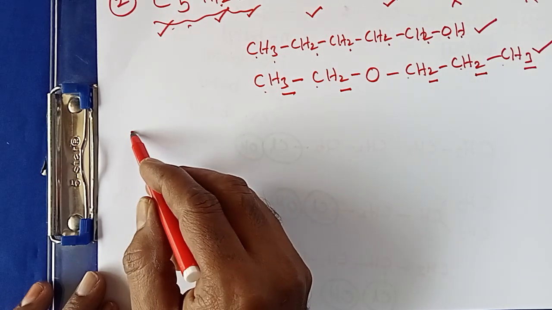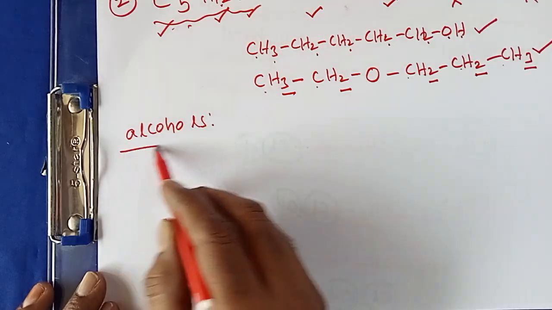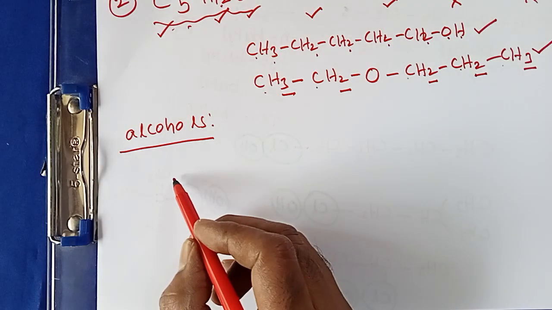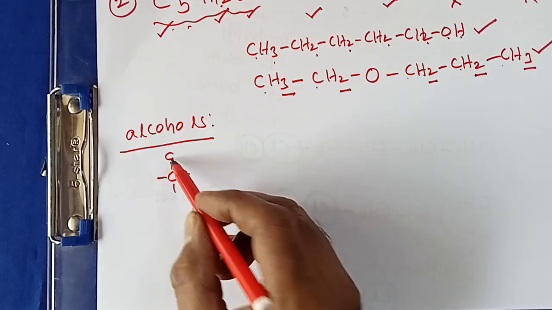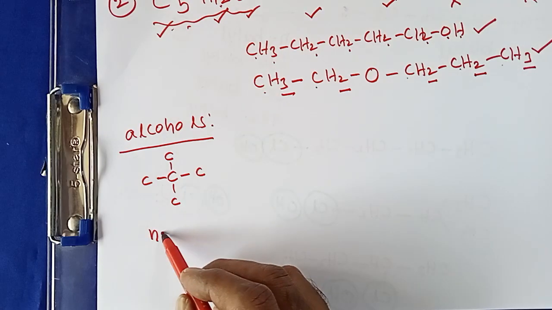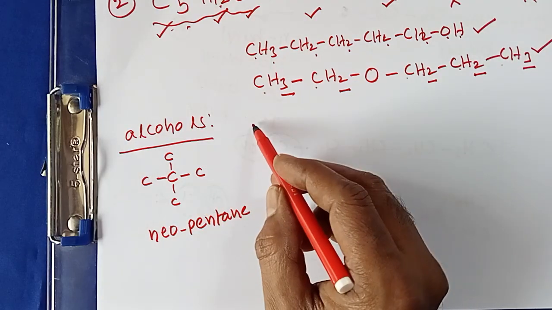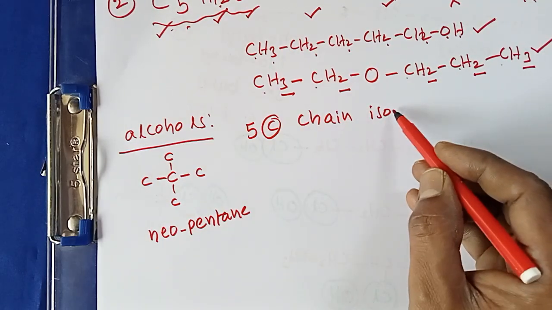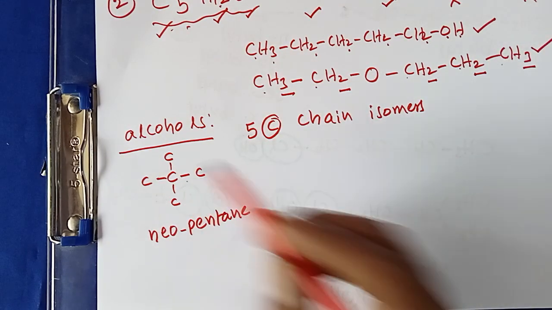First, alcohols. You write down the alcohols first. How to write the alcohols? First point, 5 carbons possible chains. You write down the chains. This is what? Neopentane chain. 5 carbons chains, the chain isomers. Only 5 carbons means what? See, this is the neopentane.